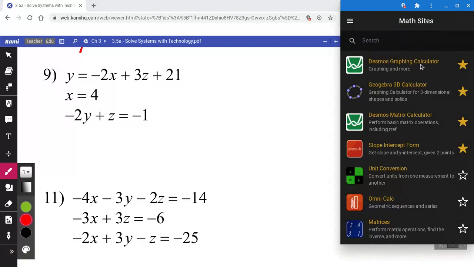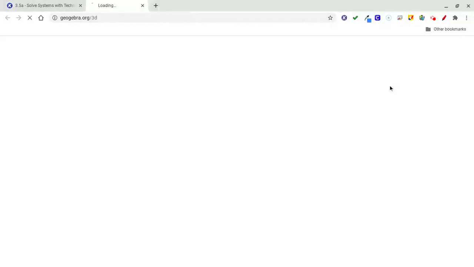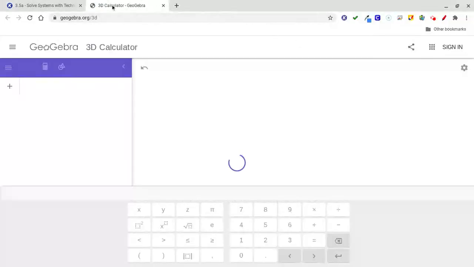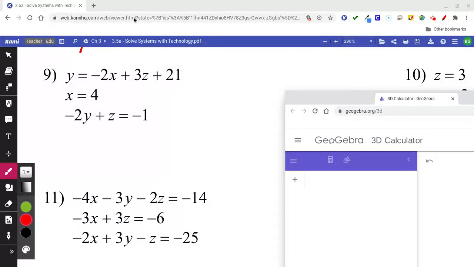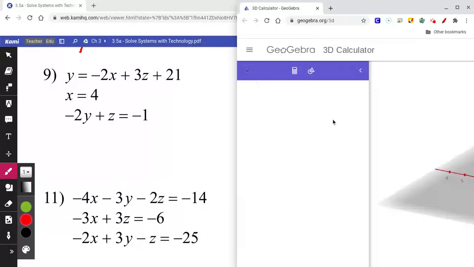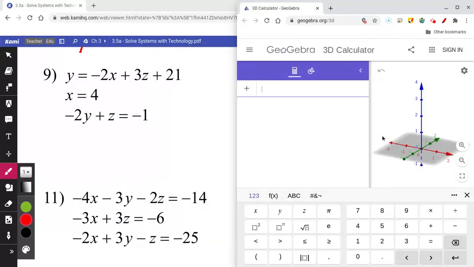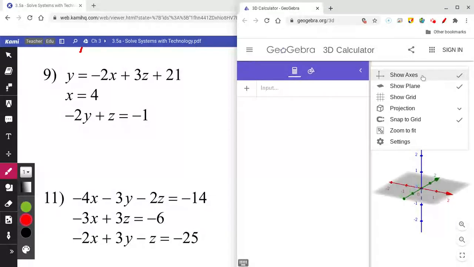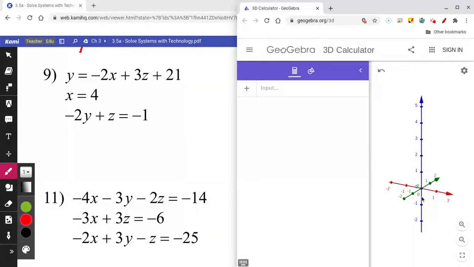If you go back to your Goldadder and notice the second thing on there is Geogebra 3D calculator. I'm going to show you how to graph something in 3 dimensions. It's going to be kind of cool. We'll see. Okay. So first thing I want to do is get rid of this shadow, this plane. So if I go here, I'm going to click that and it just turns it off.